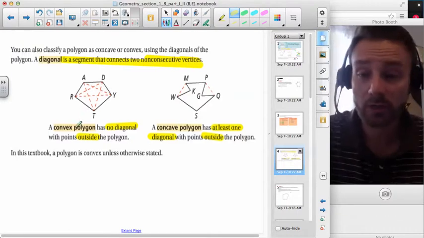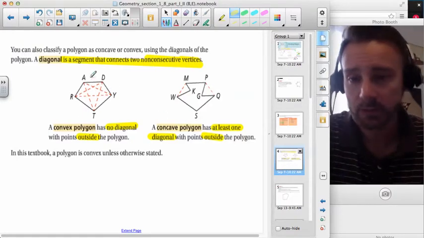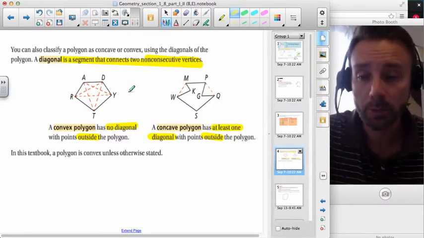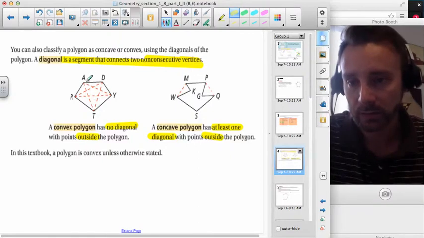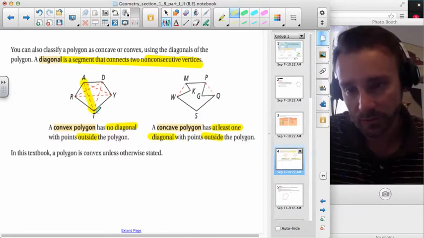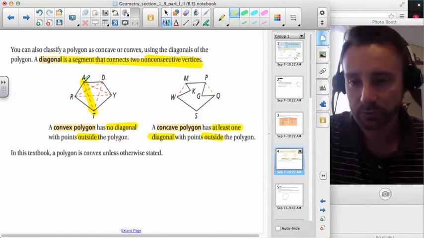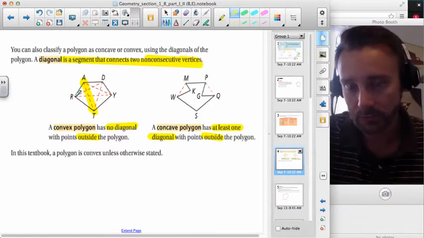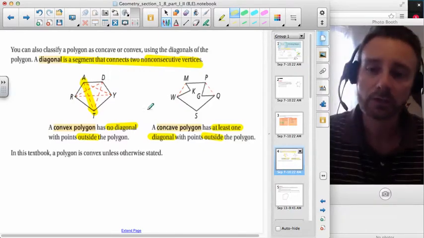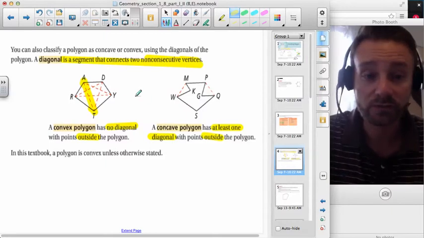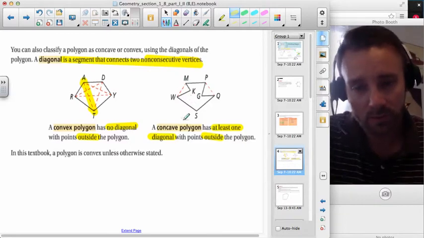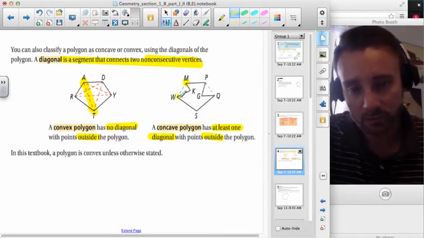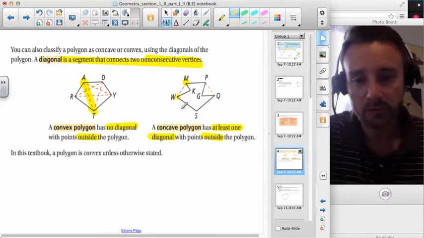One more definition is convex polygon and concave polygon, and the way to determine if a polygon is convex or concave is you just draw the diagonals. Diagonals are connecting two vertices that are not consecutive. So for example here AT is a diagonal, RD is another diagonal. So if I draw all the diagonals and they're all inside, it is a convex polygon. And in this case, when at least one diagonal is drawn outside of the figure, that's called concave.